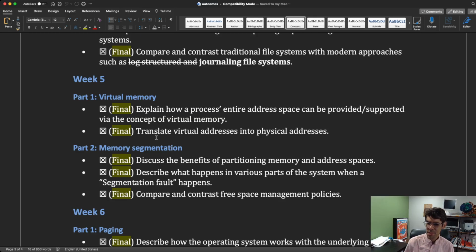So I'm not going to ask you, here's an address that came from the program counter, tell me which segment it goes into. It's more of, here's an address, given explicit segmentation, how do you translate this into a physical address?